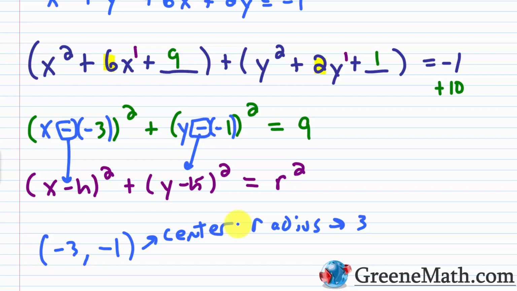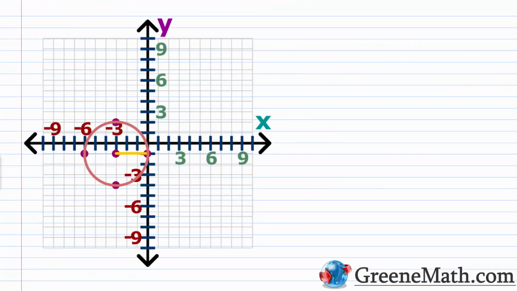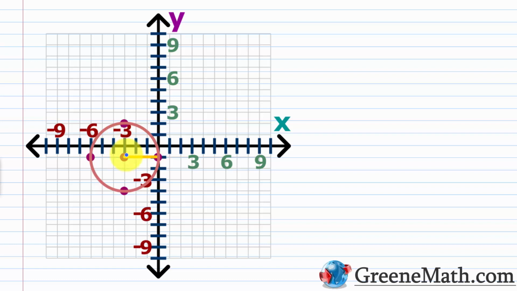All right, so let's plot negative 3, comma, negative 1, and then use the radius to get additional points. So here's negative 3, comma, negative 1. Again, I'll just label that. It's negative 3, comma, negative 1. That's our center. And then my radius is 3. So I go up by 3. 1, 2, 3. Plot this point here, which is negative 3, comma, 2. And then you can go to the left by 3. So 1, 2, 3. So this is going to be negative 6, comma, negative 1.